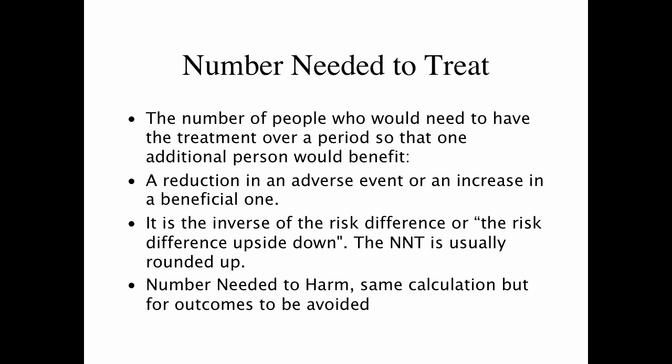People find natural numbers easier to grasp than percentages. And so the number needed to treat is a method of giving them a natural number. It's defined as this: the number of people who would need to have the treatment over a period of time so that one additional person would benefit, for example, by a reduction in an adverse event or an increase in a beneficial one. It's very easy to calculate. It's the risk difference, which we've already learnt to calculate, turned upside down.